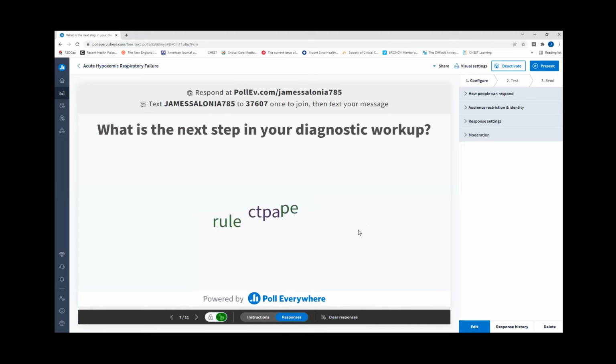CTA, good. PE rule. CTPA. Excellent. And these are all cases that I had with very similar presentations. So this is why we're going through it. They were admitted with one thing, and you really have to figure out what's going on. You don't want to just anchor on a diagnosis.